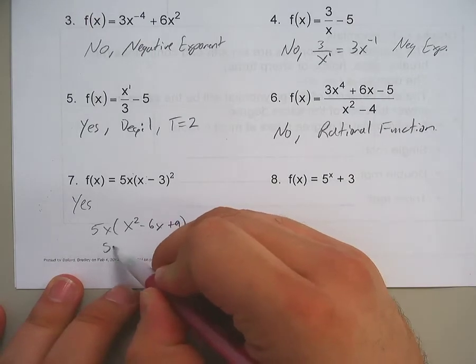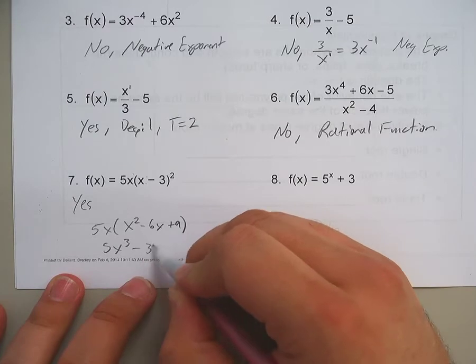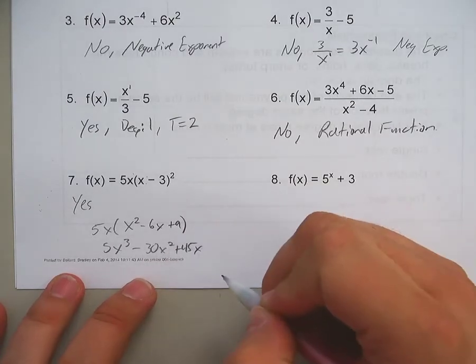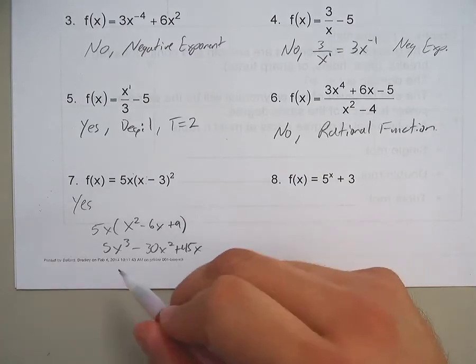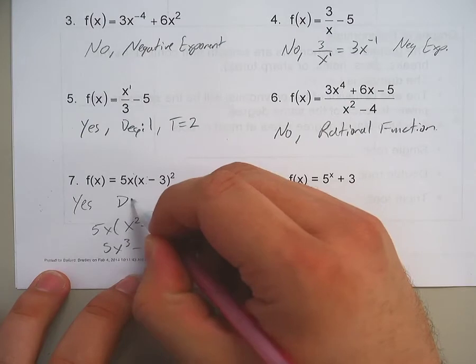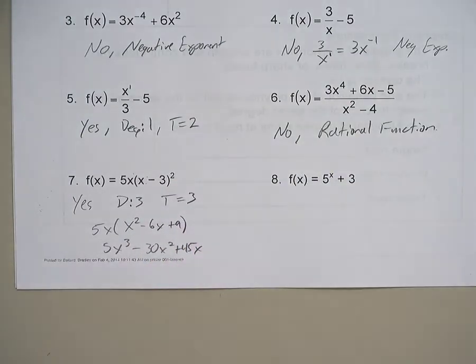So that's 5x cubed minus 30x squared plus 45x. So I've got 3 terms and a degree of 3. Degree is the highest exponent, so your degree is 3. Your terms are 3 as well.